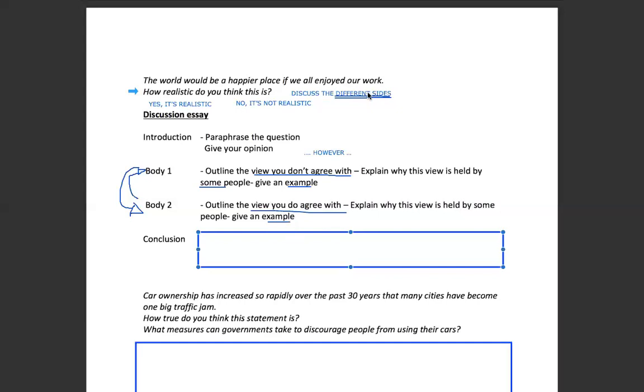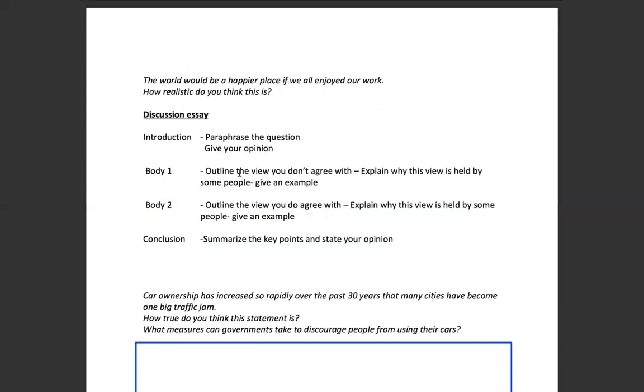All right, so please remember, for a discussion essay, you're talking about both sides. So one side is in the first paragraph, the second side is in the other one. Okay, so this is, yes, it's realistic. This is, no, it's not realistic, and why. All right, then the conclusion is the same. Summarize the key points of the one side, the key points of the second side, and then you can give your opinion. Okay, I think it's realistic, I think it's not realistic, and then a quick summary of the reason. Right, so please remember, for a question like this, you need to discuss both sides.